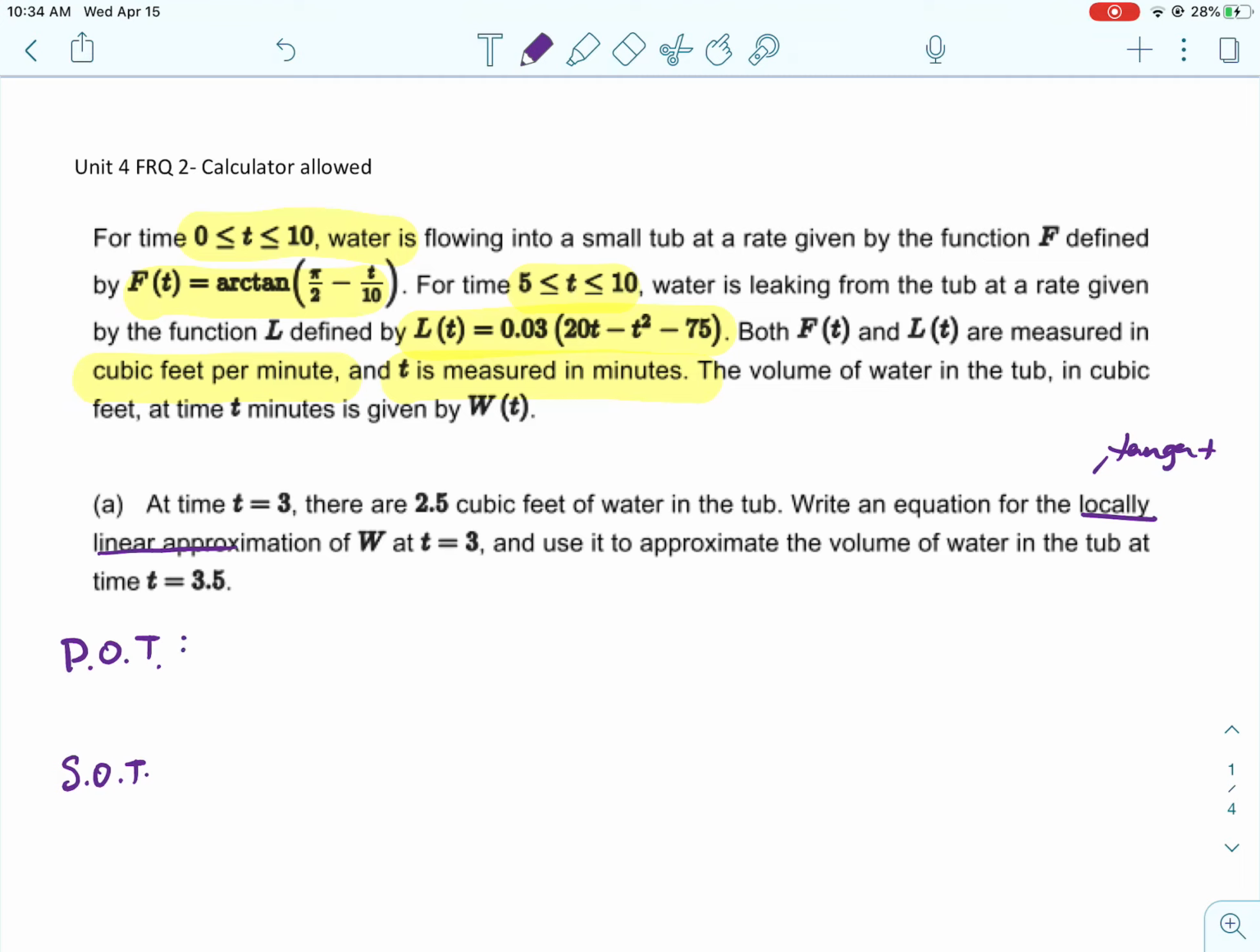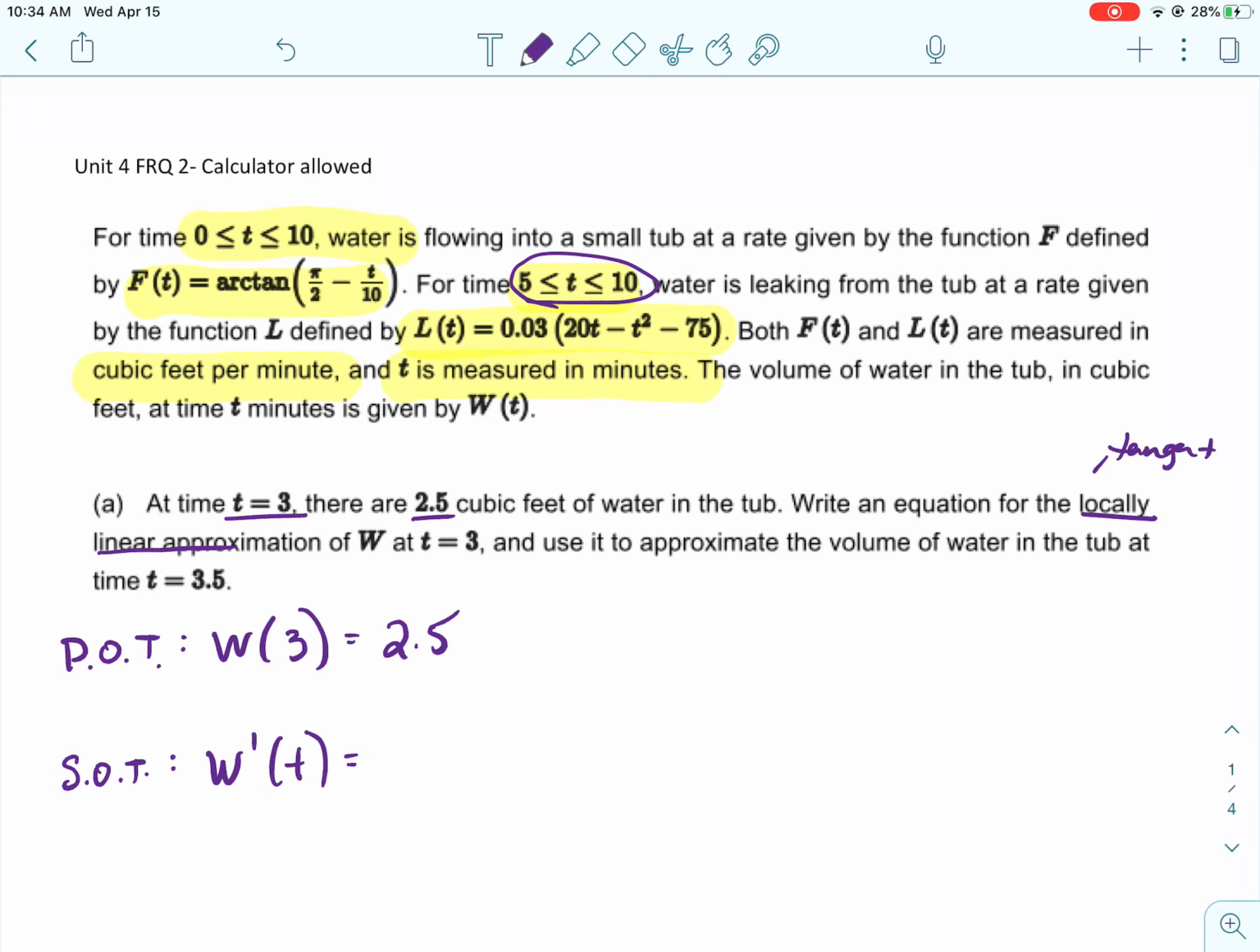So again, this locally linear approximation is asking you for a tangent line approximation. We need our point and we need our slope. For the point, that's going to be W of 3, and the problem tells you that at time t equals 3, there's 2.5 cubic feet of water. Then for the slope, we want W prime of 3. So let's start off with W prime of t.